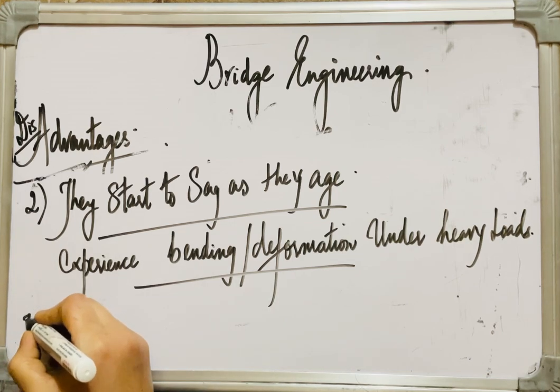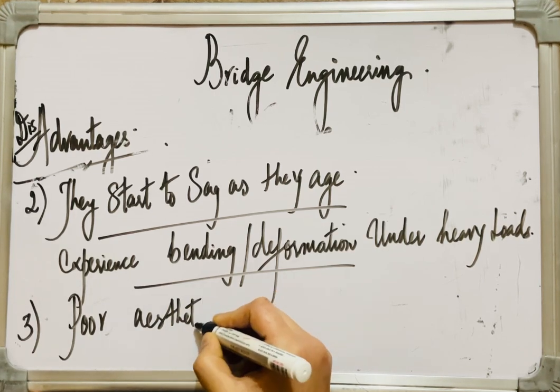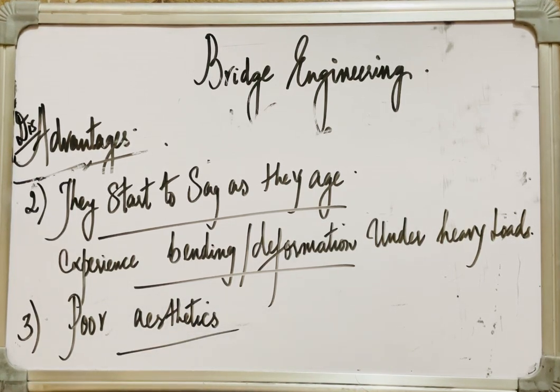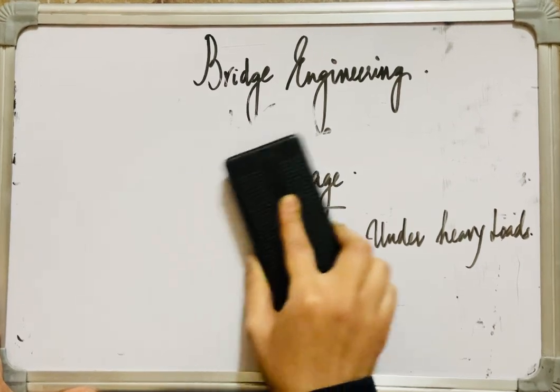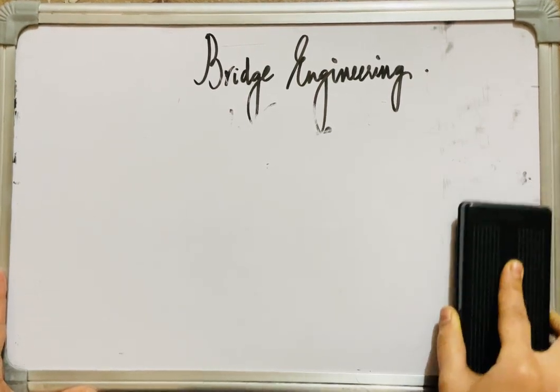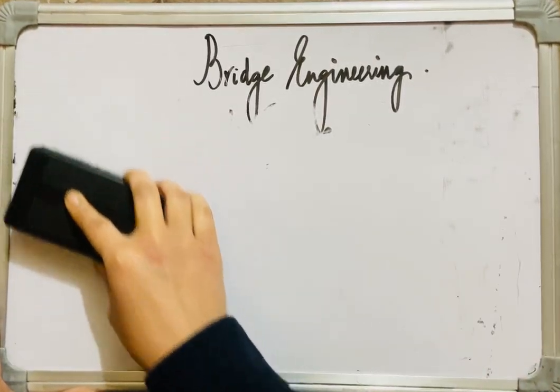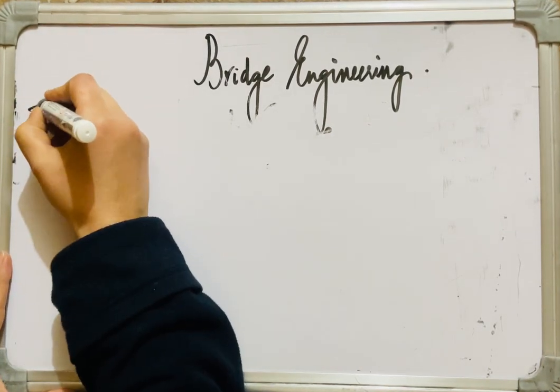The third one is that they have poor aesthetics. Unlike other bridge forms, which are more beautiful and pleasing to the eye, these beam bridges or the girder bridges are the simplest type of bridges, but they present poor aesthetics. So this was about the advantages, disadvantages, and the basic definitions and illustrations of a beam bridge or a girder bridge. And this is the first basic form of a bridge. We have 7 types. We have studied the first one, that is beam or a girder bridge. Moving on, let's study the second one, that is a truss bridge.